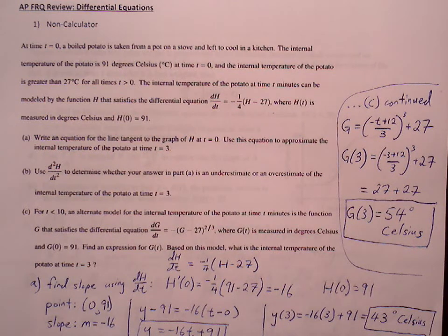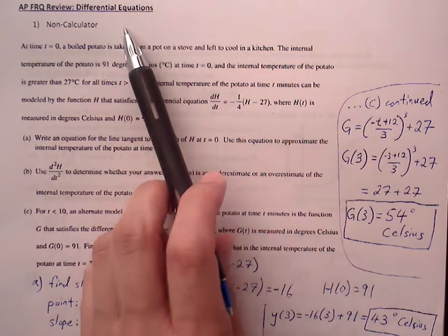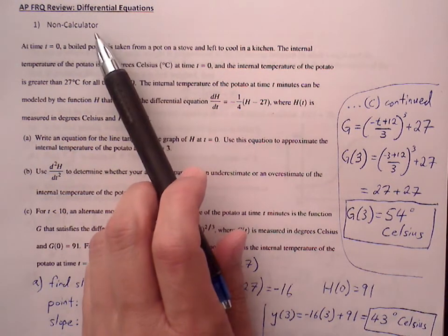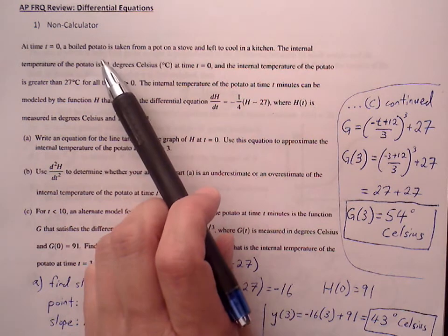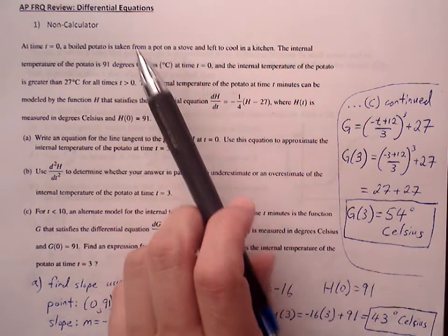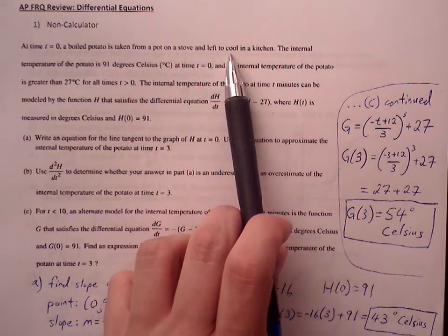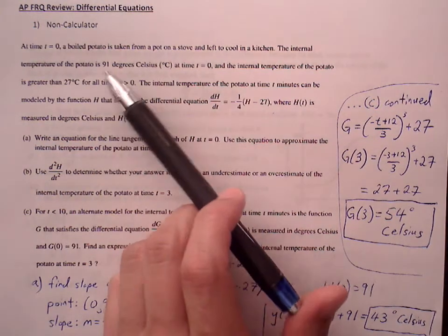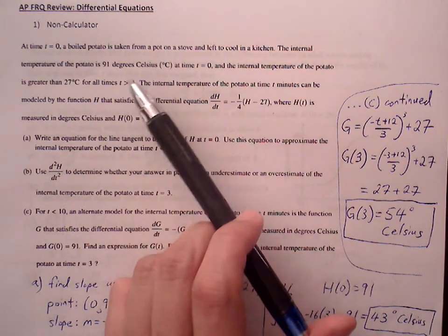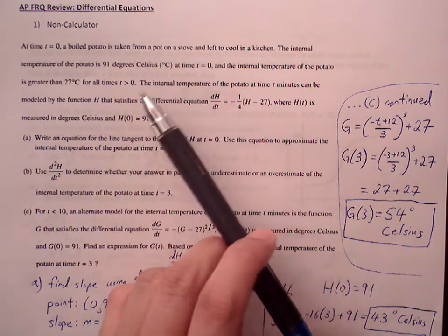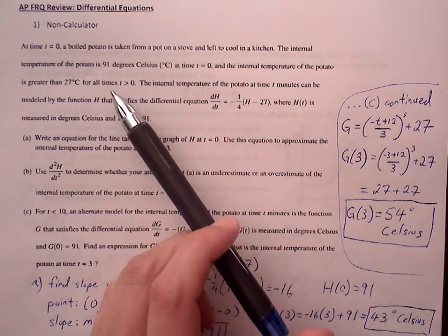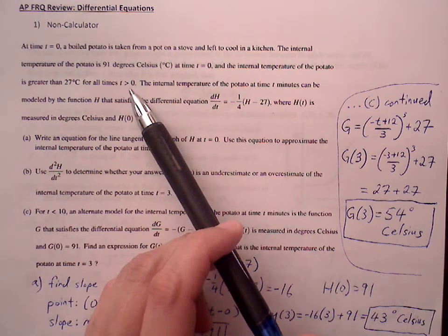Let's look at some of these differential equations as practice for our AP exam. This is a non-calculator question. It says at time t equals 0, a boiled potato is taken from a pot on a stove and left to cool in the kitchen. The internal temperature is 91 degrees Celsius at time t equals 0. The internal temperature of the potato is greater than 27 degrees for all times t greater than 0.